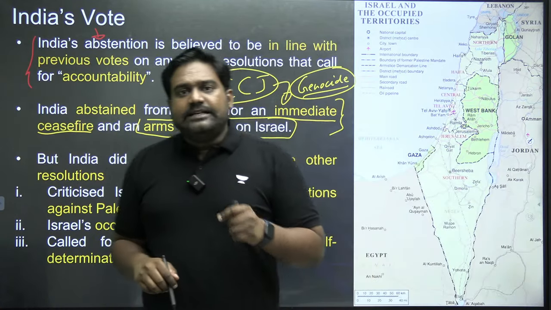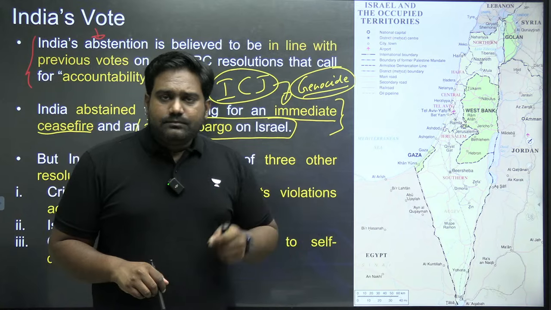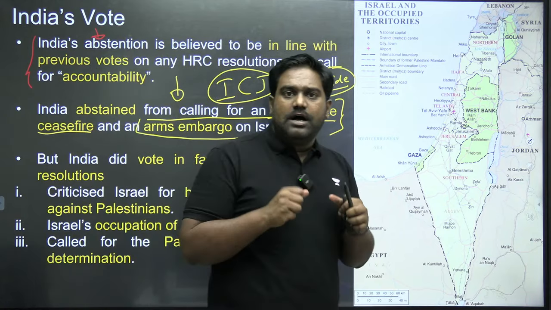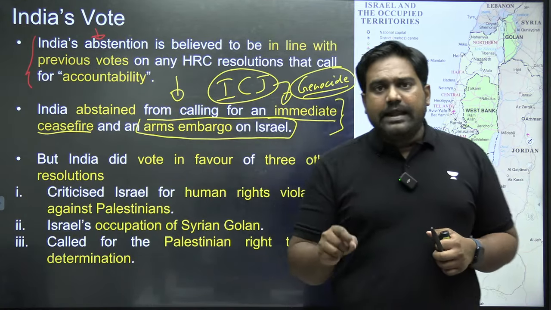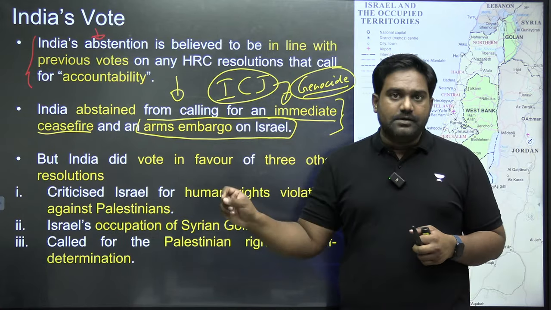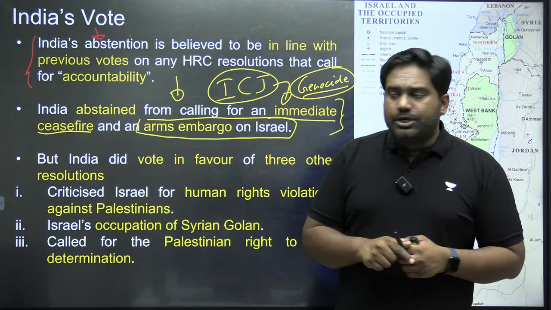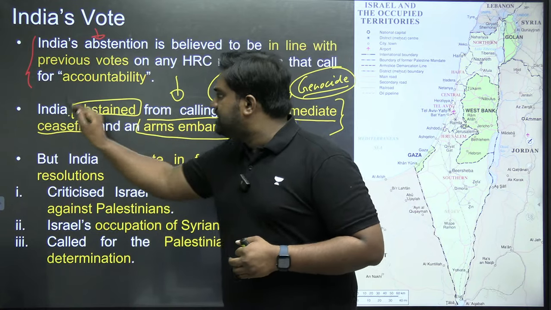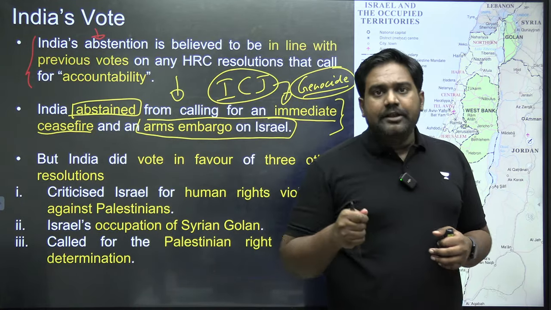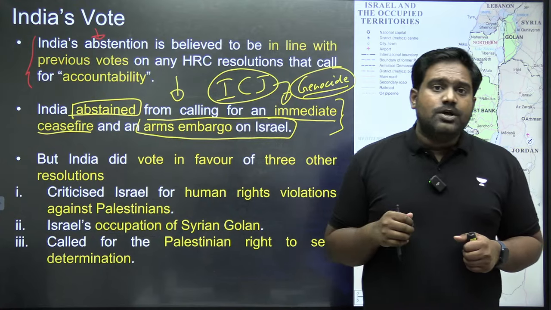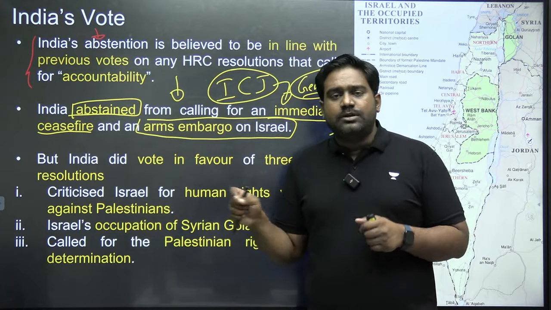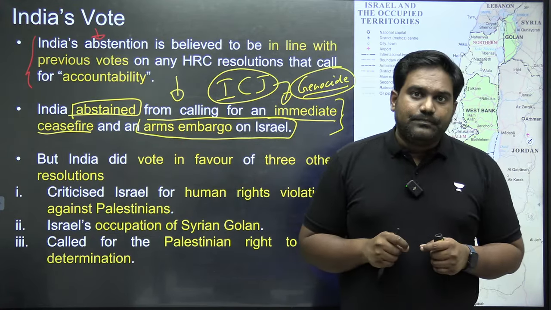So at UNHRC, attempts have been made by the other countries to block the supply of arms and weapons to Israel and to mandate the imposition of an immediate ceasefire. On this resolution, India has chosen to abstain along with Japan, France and other countries, which often take a more balanced position on the Israel-Palestine question.